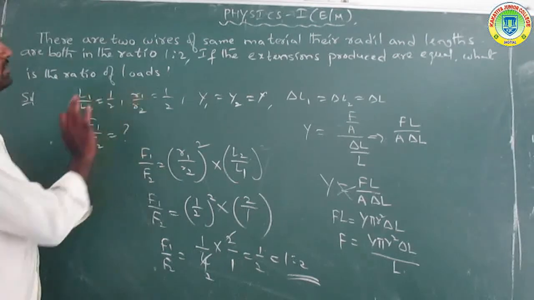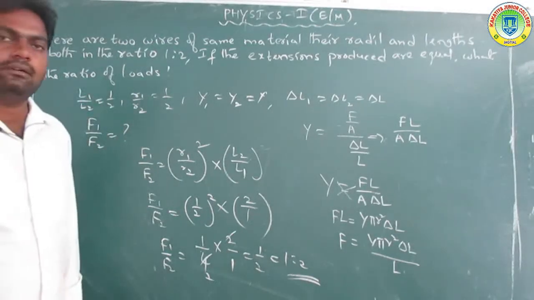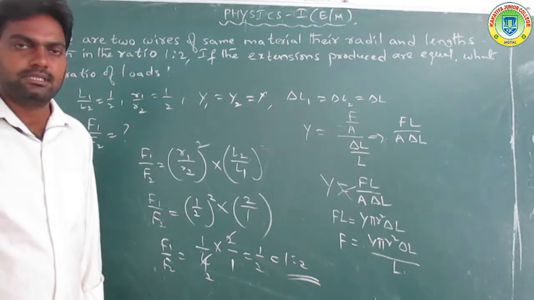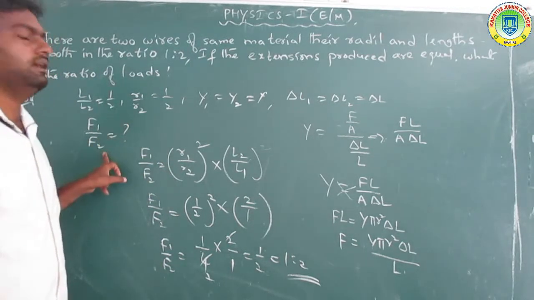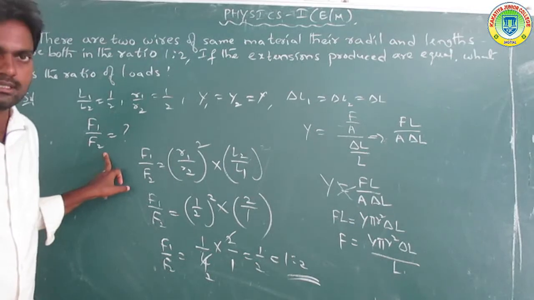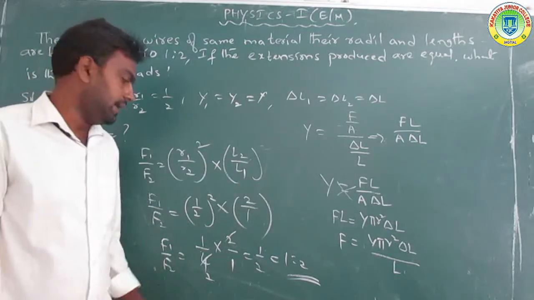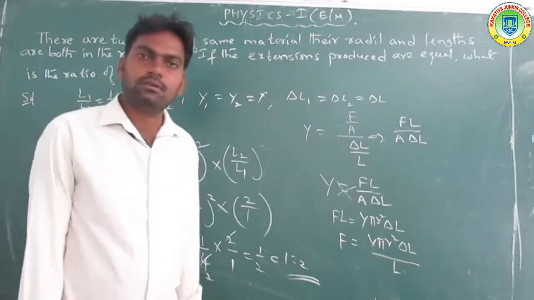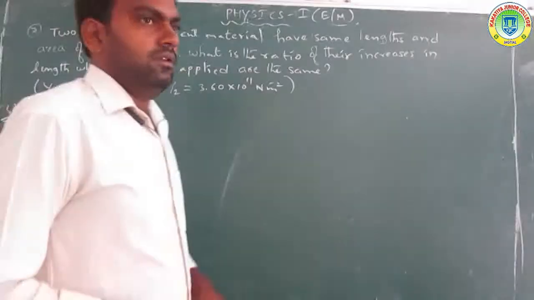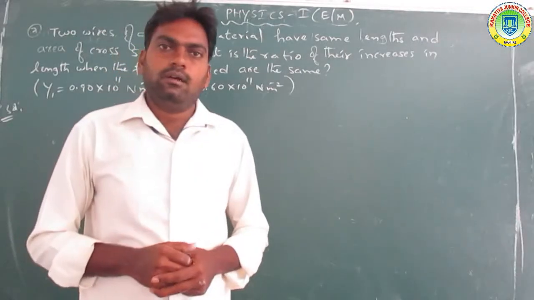Here, two wires are taken with the same length, so the same extension will be produced. The radius and lengths are given in a ratio, to find out the load, or force. By using the formula, we get the forces F1 and F2 in the ratio 1:2. Now let's discuss another problem.